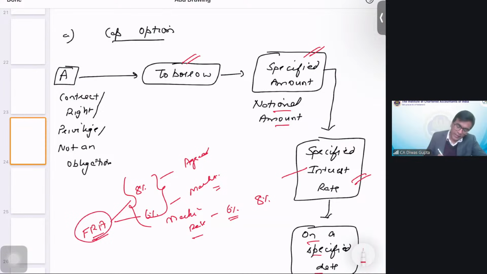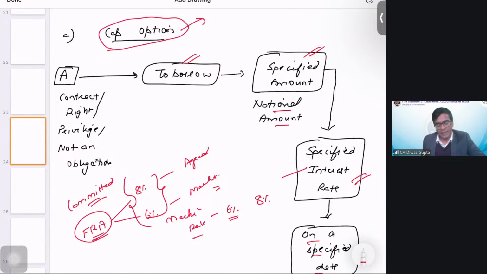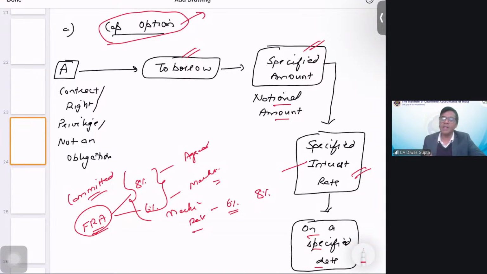So in case of an FRA, it's a committed situation wherein you cannot go back and say that I have an option. If I don't want to get into it, I will not get into it. It's not the case. However, in a cap option, since the term itself says an option, there is an option. If the situation is favorable to you, you will exercise it. If the situation is not favorable to you, you will not exercise it. So you're right, Saminathan and Lavanya. In both the cases, there will be a limited difference.